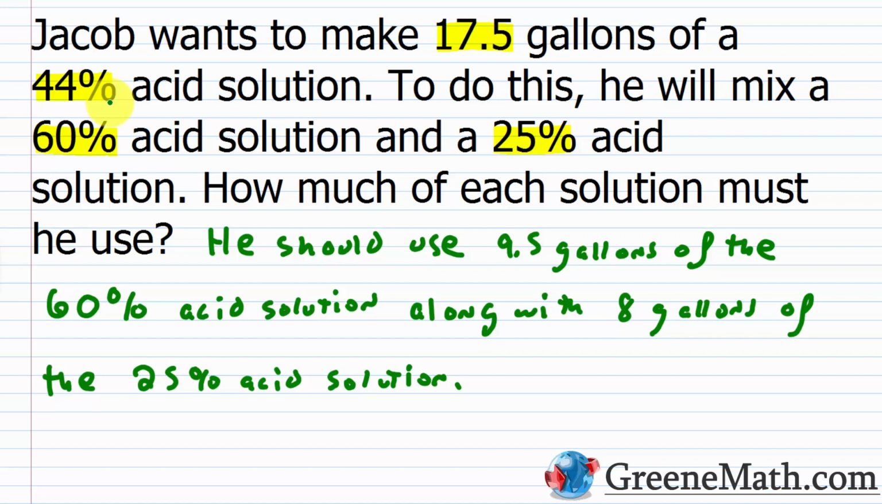So that comes from two sources. From one source, he has 9.5 gallons that's 60% acid, so that would be 5.7 gallons of pure acid. Then lastly, he has 8 gallons that's 25% acid, so 8 times 0.25 is 2. If you add 2 to 5.7, you do get 7.7. So you've checked the amount of pure acid in the final mixture, that matches up, and you've checked the number of gallons of the final mixture, that matches up. So we can say our solution here is correct. He should use 9.5 gallons of the 60% acid solution, along with 8 gallons of the 25% acid solution.